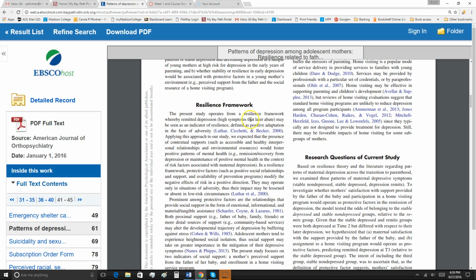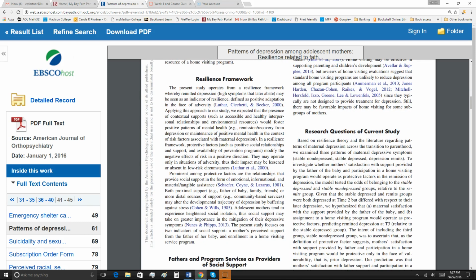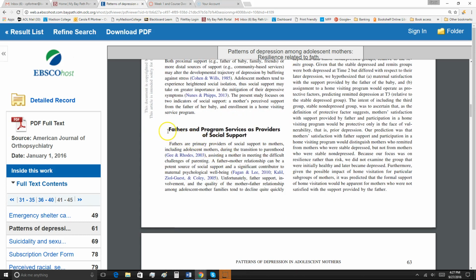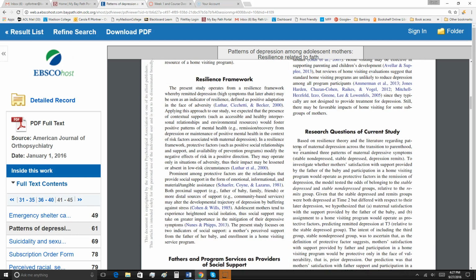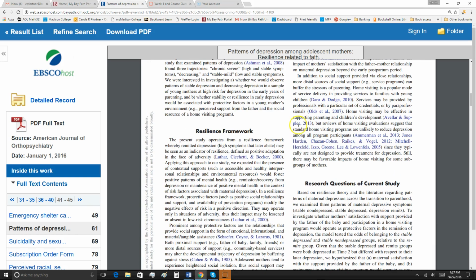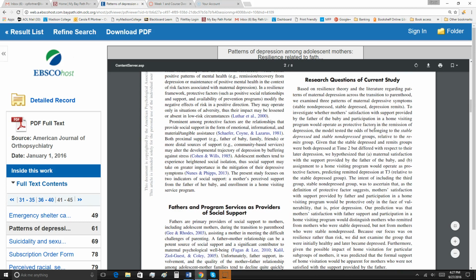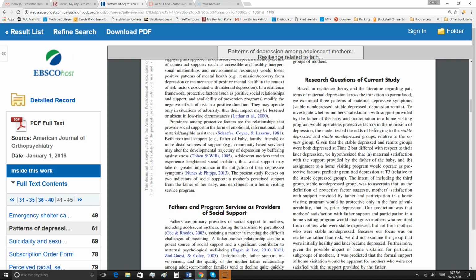Okay, so then they give us some more information about their theoretical framework. They talk about resiliency, so if that's something that interests you, you can read about that. And here, for example, it says protective factors for these mothers are relationships that provide social support and assistance. So here they go more into the effect of fathers, and I might look in here and glance through, and then they get into the research question of the current study.